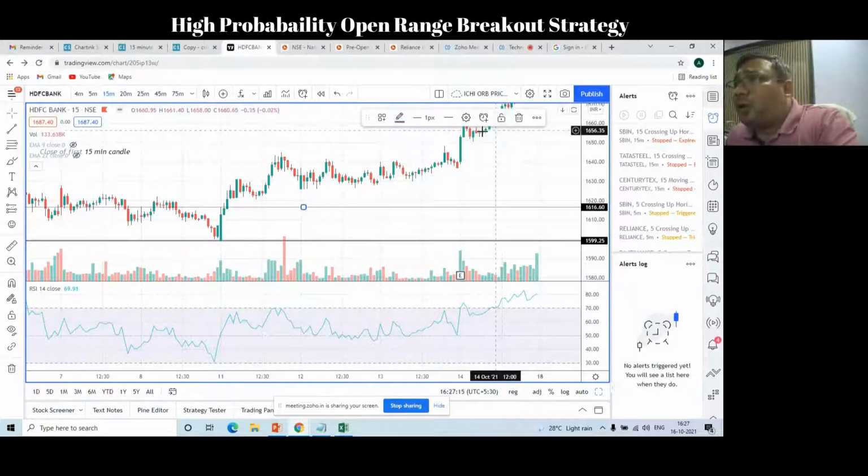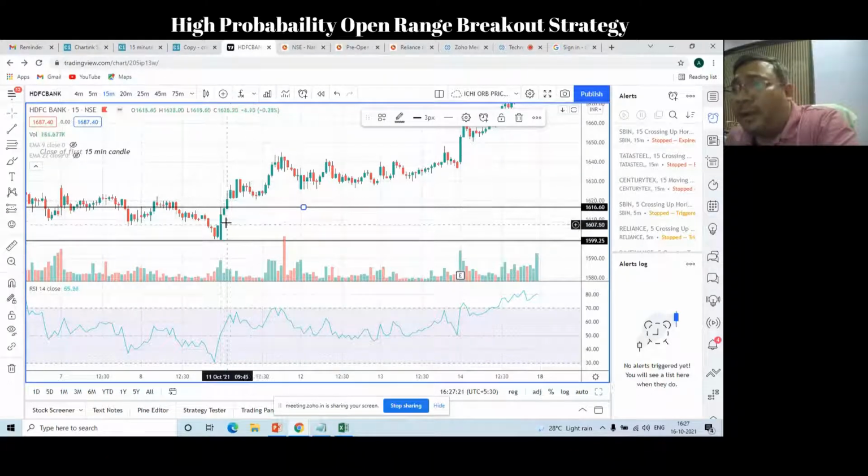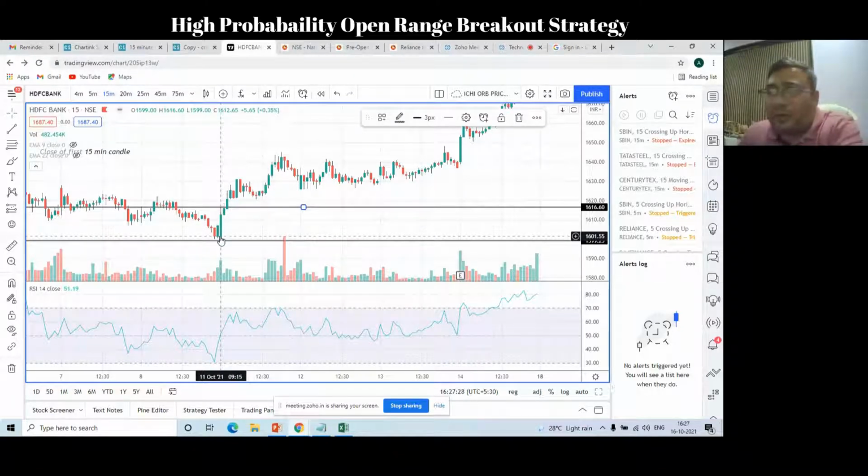Now whenever the stock breaks, in the sense closes above. Here, this is the second 15-minute candle. This is the first 15-minute candle. You can see 11th October 1915 written at the lower side of the vertical bar.